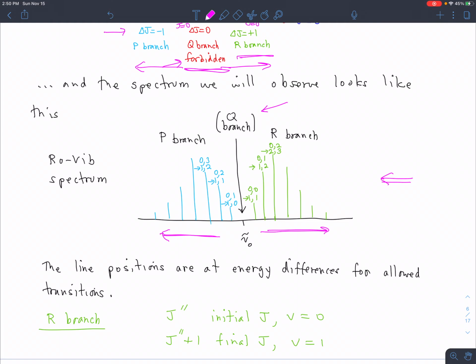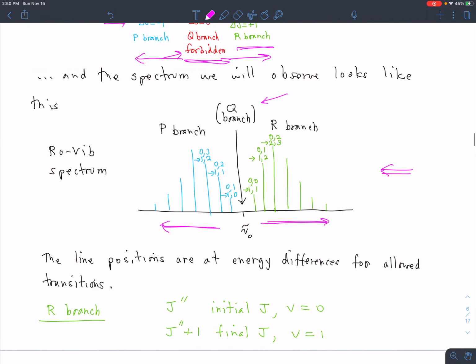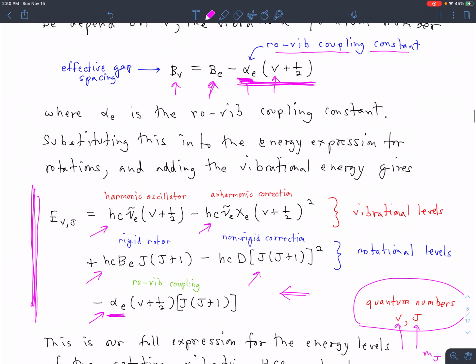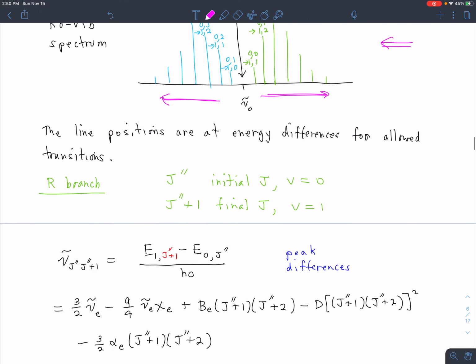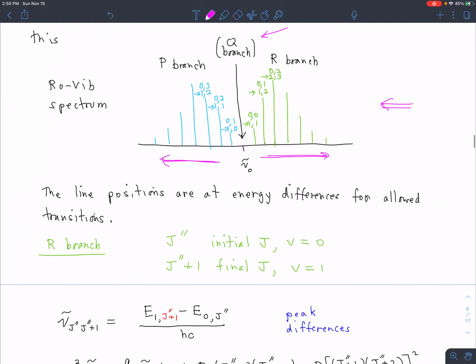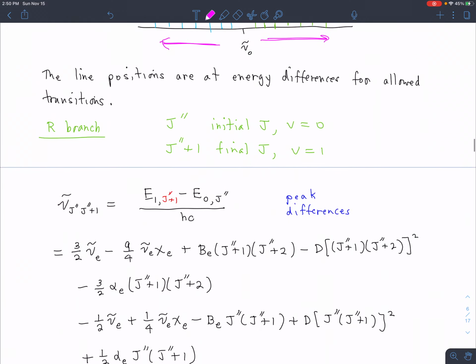And now we want to analyze this spectrum for all the parameters that are contained in that energy expression, this one that we talked about above. How do we do that? Well, with the I2 experiment, we did it by looking at differences between the peaks, mostly. And we're going to do the same thing again here.